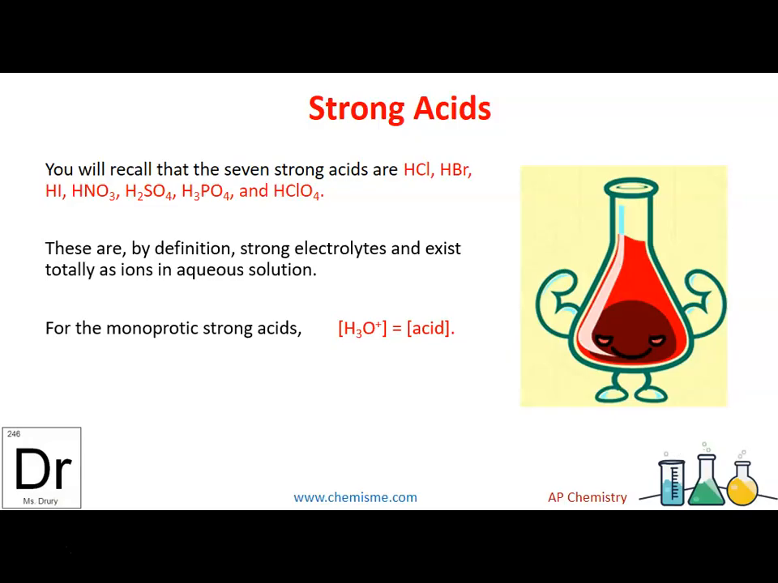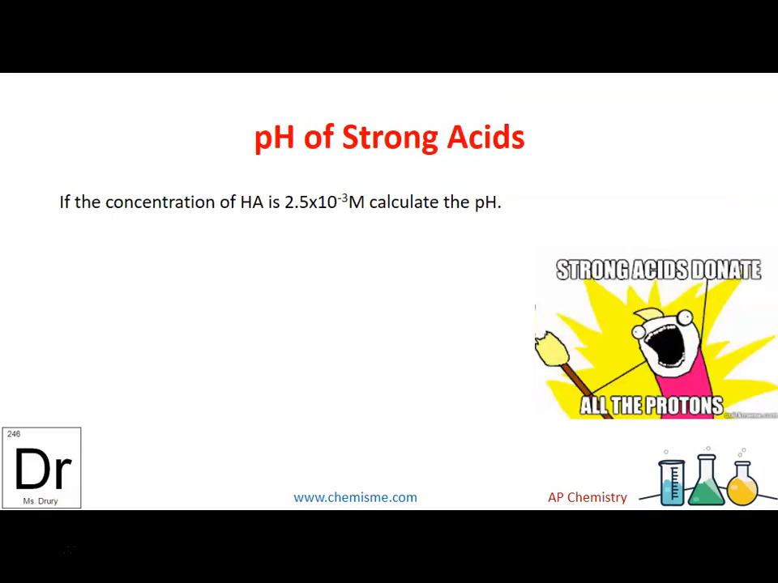And for these, for as many acids as you have, that's how many hydrogens you have. They completely dissociate. So if you put 1 molar acid in, you get 1 molar of hydrogen ions. If you put 2 molar of acid in, you get 2 molar of hydrogen ions. And so to calculate it, you just do pH equals the negative log of that hydronium or acid concentration. It's pretty simple.